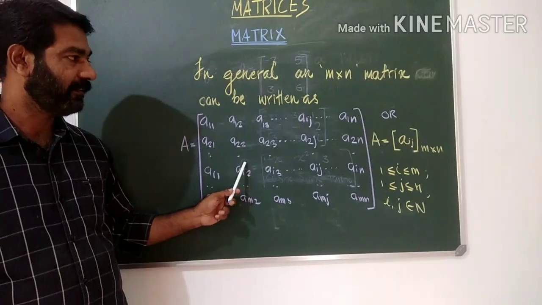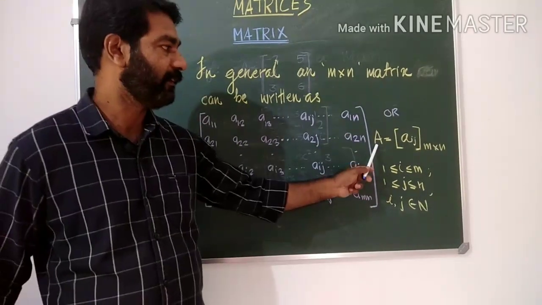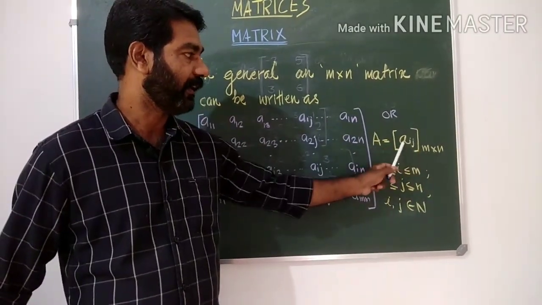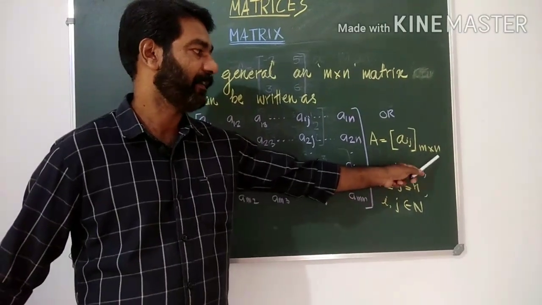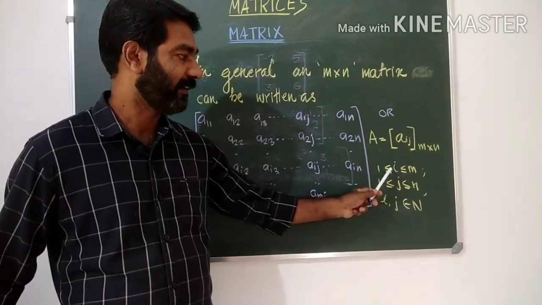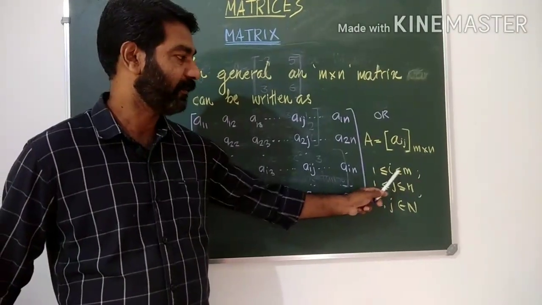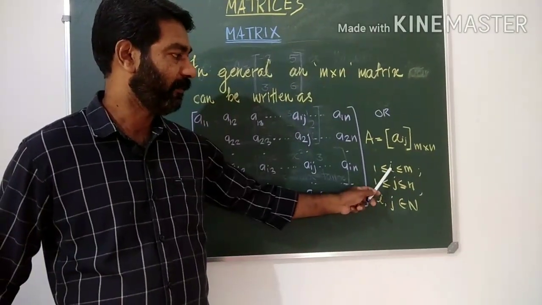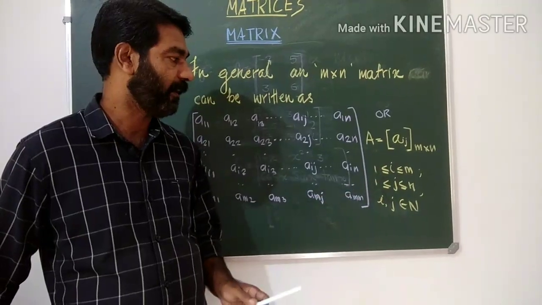Instead of writing like this, we can write this also. A is equal to the matrix aij, m by n. The value of i is greater than or equal to 1, less than or equal to m. That means the value of i becomes what?